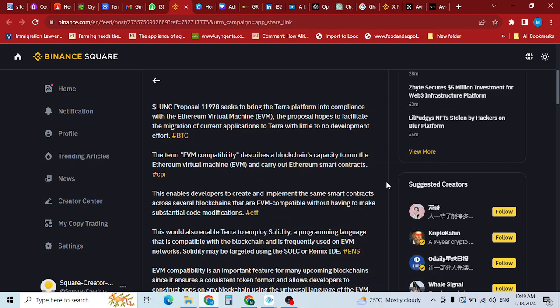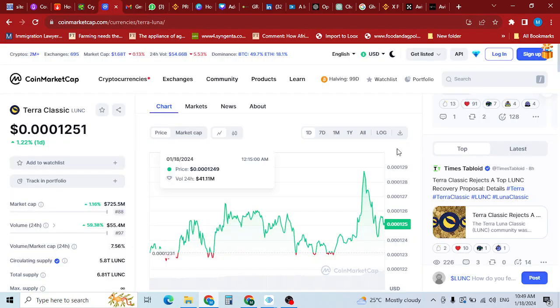Security upgrade, stability, and EVM compatibility are the latest efforts made by the Luna ecosystem developers to make sure this project comes to its glory. Before we read the proposal 11978, let's just look at the Terra price on the market cap.